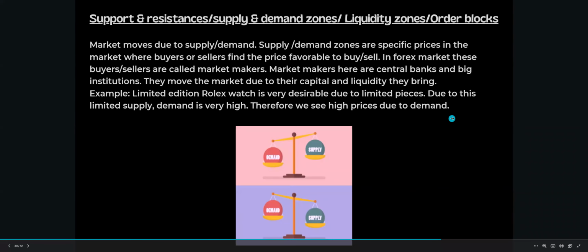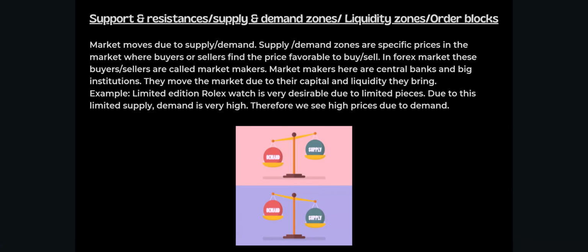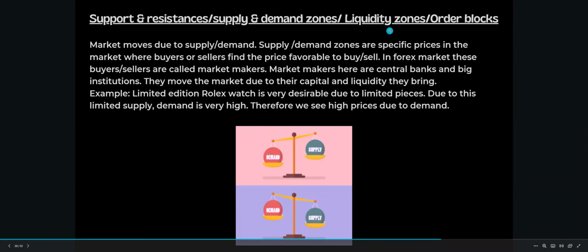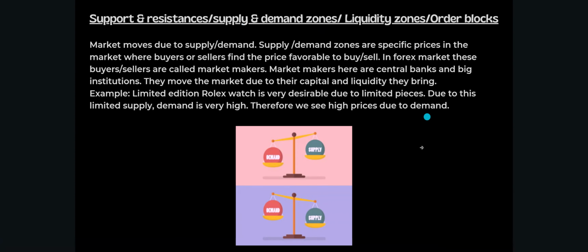Very simple. So this might be one of the most important sections of the class. It's support, resistance, supply demand zones, liquidity zones, and order blocks. Supply demand zones, I'll give you the basic gist of it. But supply demand zones and liquidity zones are something we'll go much deeper into in the SMC section. But before we go into that, we'll look at the terminology and why it's used.